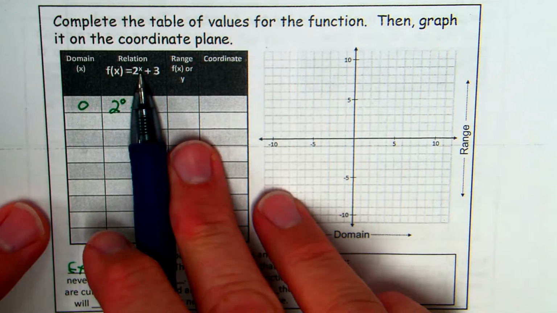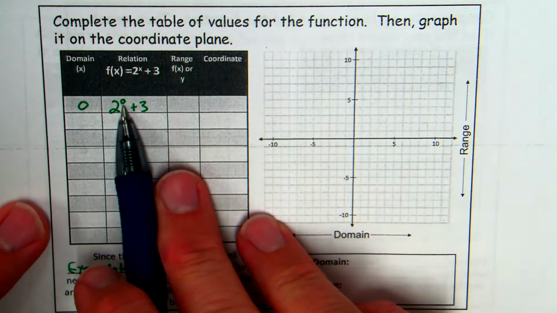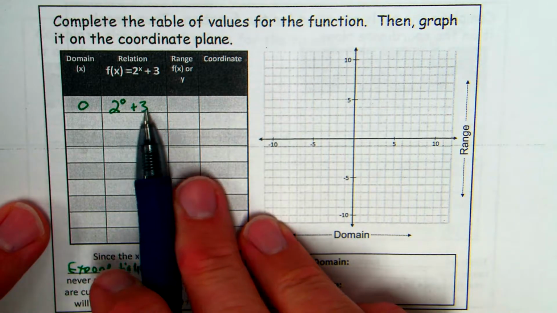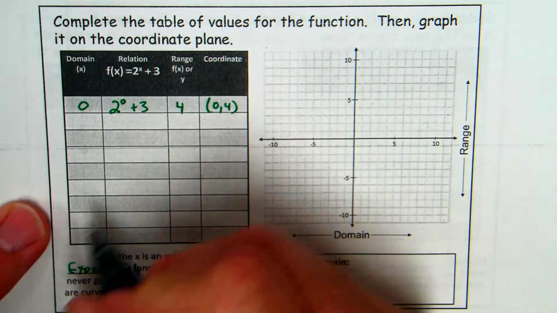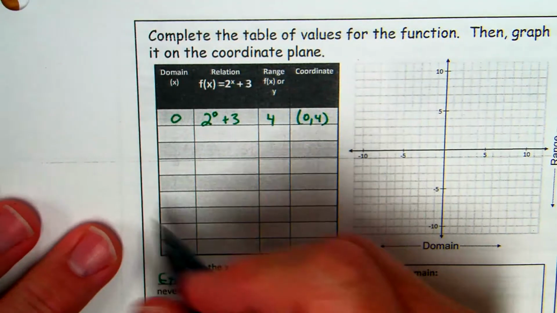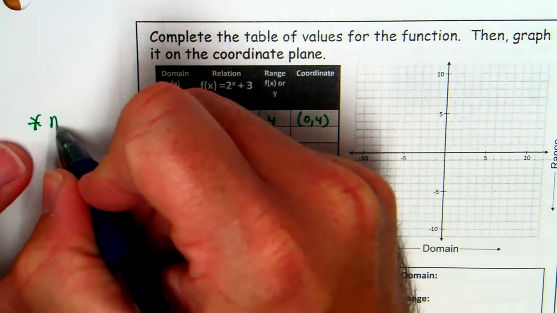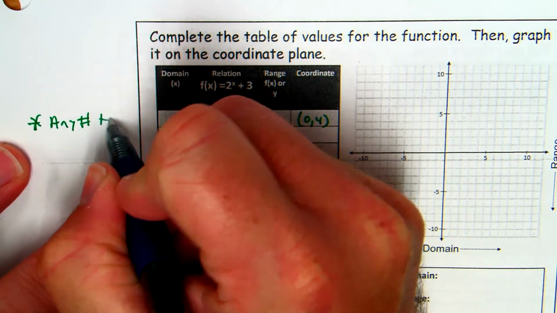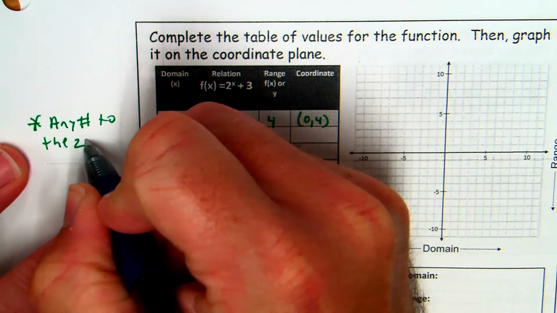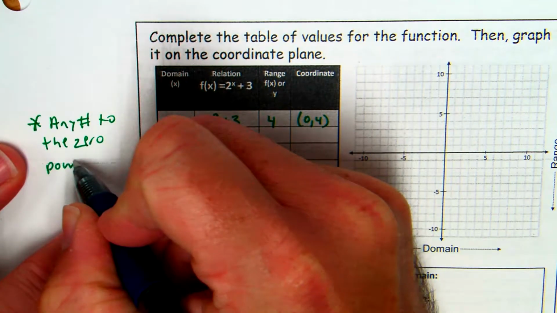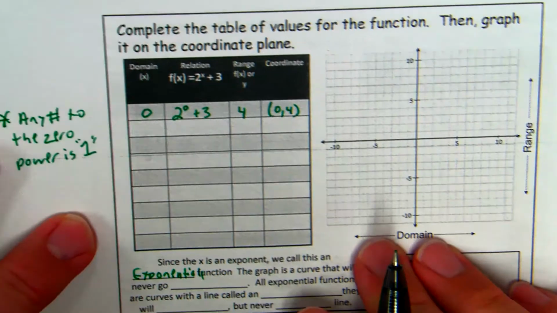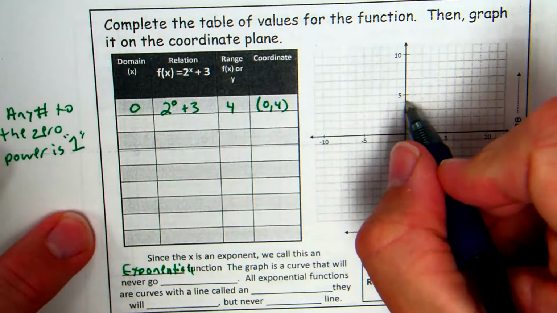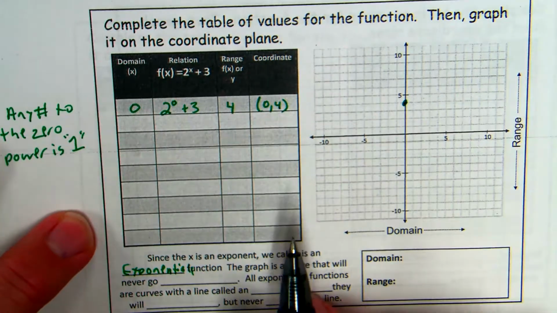If x is a 0, anything to the 0 power is a 1, plus 3 makes 4. This is the coordinate (0, 4). It might be worth making a note to yourself, if you did not already know this, that any number to the 0 power is 1. That is something you are not going to want to forget. It has a huge impact on what we're doing here today. And I graph that point.